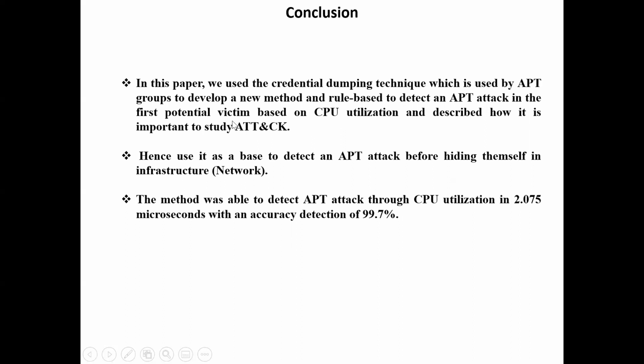The conclusion in this paper: we used a credential dumping technique, which is used by advanced persistent threat groups, to develop a new rule-based method to detect an advanced persistent threat attack on the first potential victim based on CPU utilization, and described how important it is to study adversarial tactics, techniques, and common knowledge. Hence, use it as a base to detect an advanced persistent threat attack before it hides itself in the infrastructure or network. I mean here the target network, which is targeted by APT, of course.